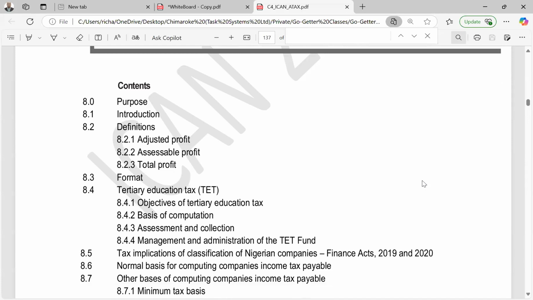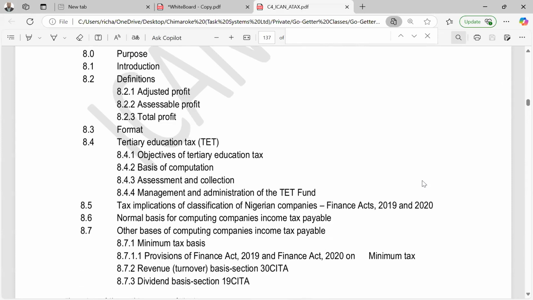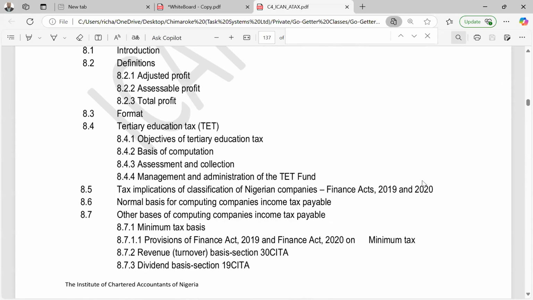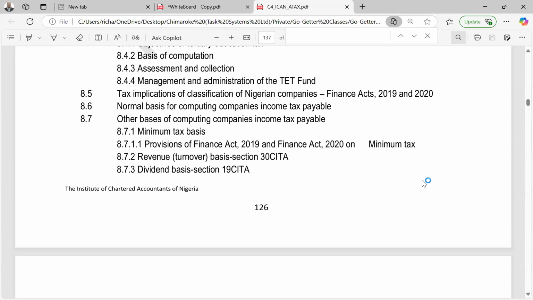Then we'll be looking at the objective, basis of computation, assessment and collection, management and administration of the fund. Then we'll look at tax implications of classification of Nigerian companies, looking at the Finance Act 2019 and 2020. We'll be looking at the normal basis for computing companies' income tax payable and other bases of computing income tax, which is minimum tax and revenue basis and dividend basis.